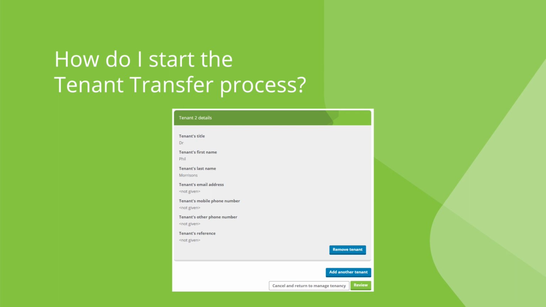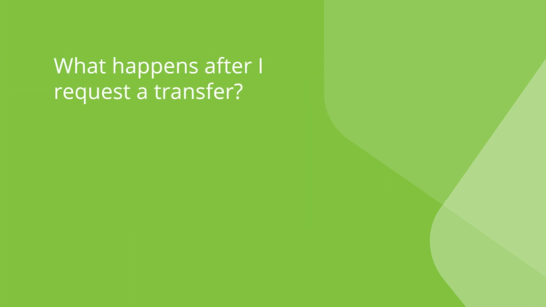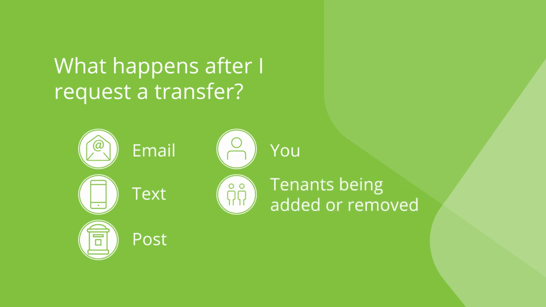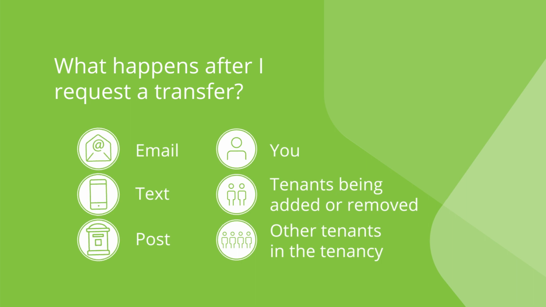After confirming both statements, you'll have the option to remove each tenant and add new tenants. Once you've confirmed the changes, we'll send you confirmation using the contact details we hold for you. We'll also contact the tenants being removed from or added to the tenancy to advise them of the changes you've requested and give them the opportunity to contact us if they believe the changes are incorrect. We'll also contact any other tenants registered to the tenancy to advise them of the changes being made.